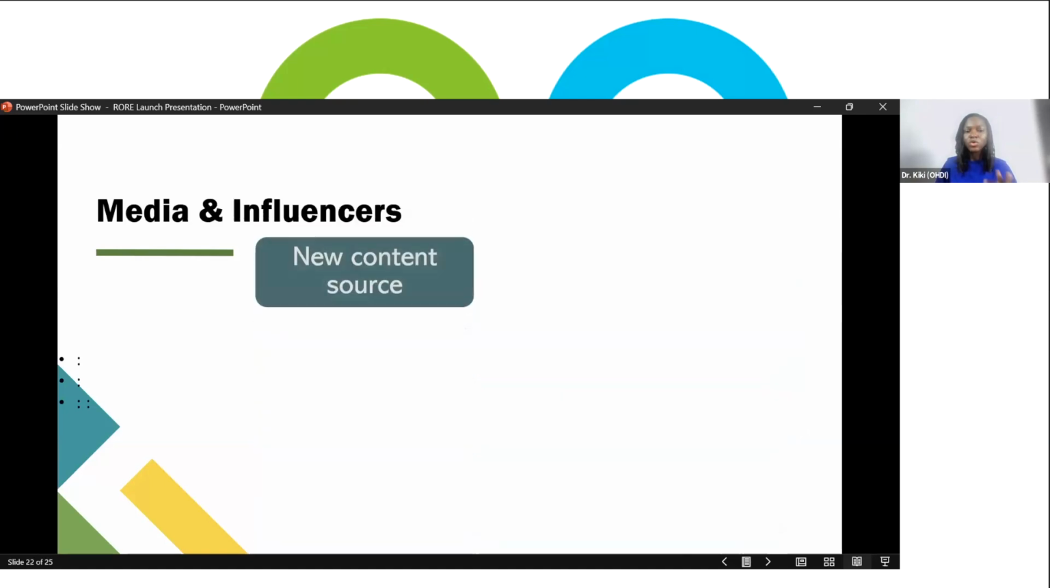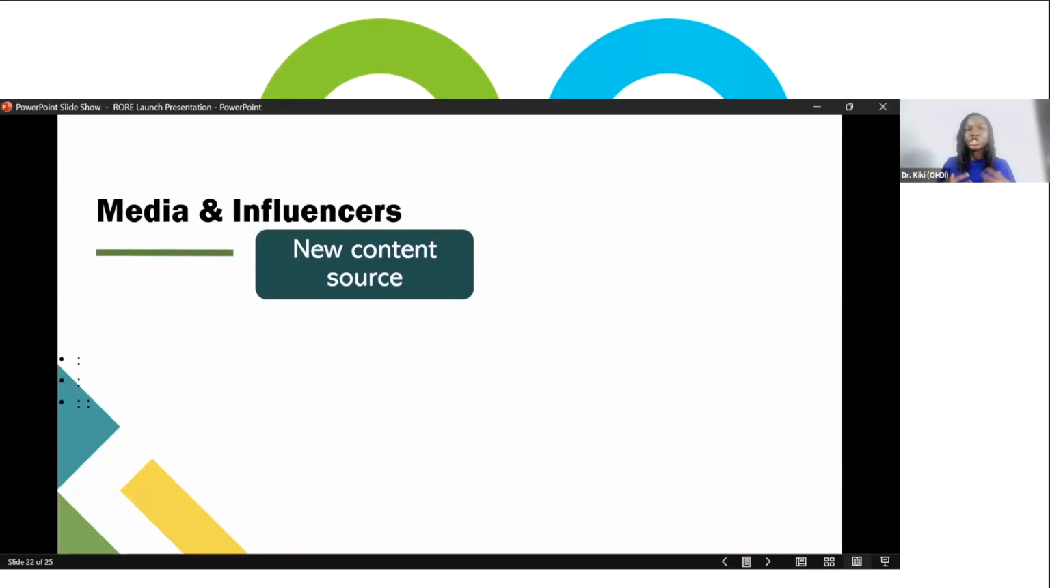Media and influencers. So Rore can act as a good source for validating information. I know many times in the media, there's always a gap between professionals and media professionals, because professionals are experts at what they do. The media's role is to relay information and share it with the world. They might not necessarily be professionals in what they do. In fact, many times they are not professionals in the topic they are speaking on.